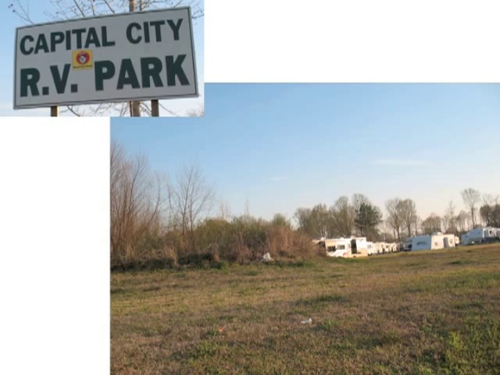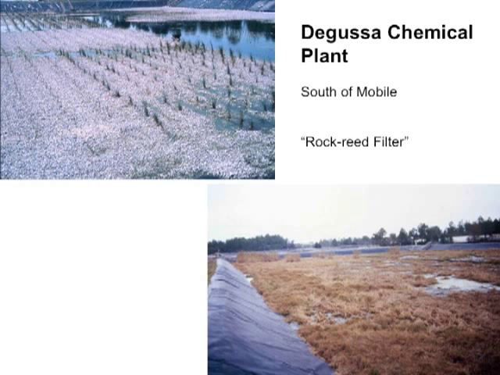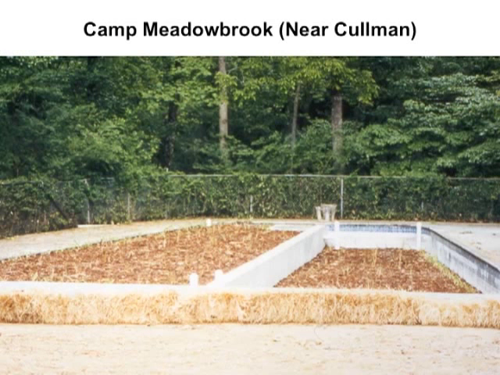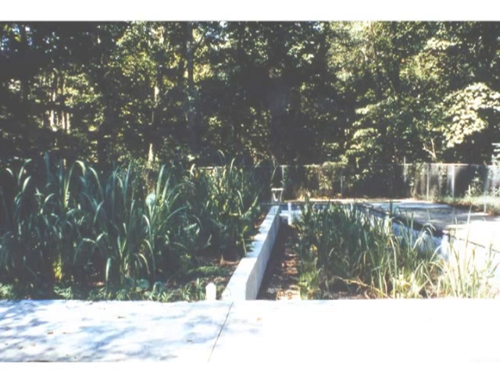This is a rockweed filter down at Degussa Chemical Plant. All of the organic chemical waste comes from the factory and goes into this constructed wetland. See the plantings here, and then after it's in operation, this is wintertime, but the plants are still functioning. And you can see it's a lined system with the rocks in it. Camp Meadowbrook up near Coleman had an old swimming pool they no longer needed. They divided it and made a constructed wetland out of it.